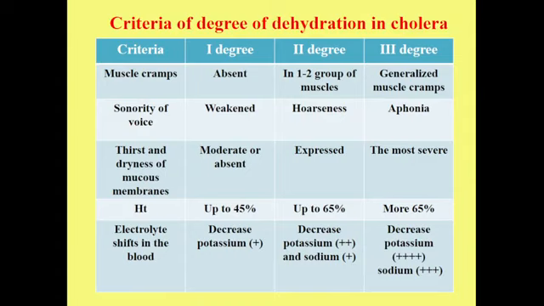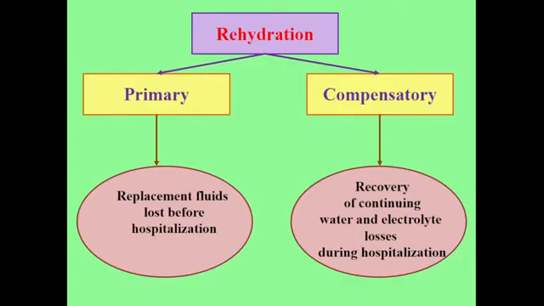Hematocrit: up to 45 in first degree, up to 65 in second degree, more than 65 in third degree. Electrolyte shift in the blood: decrease of potassium in first degree. Decrease of potassium is more expressed and adds decrease of sodium in second degree. Most expressed decrease of potassium and sodium in third degree.